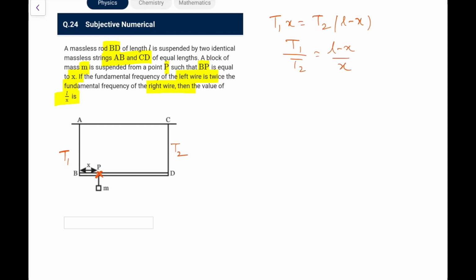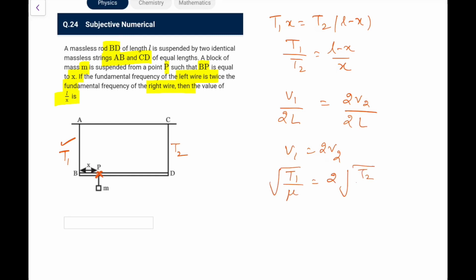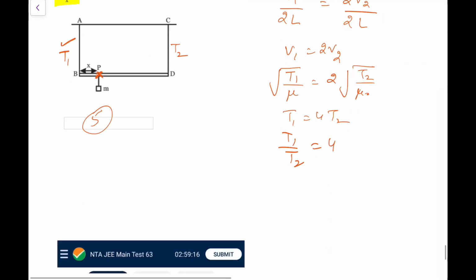Now the left wire's fundamental frequency, V1 upon 2L, equals twice the fundamental of the right, that is 2V2 by 2L. L is the same. So V1 is twice V2, and because the wires are the same, V is root T1 by mu, which equals 2 times root of T2 by mu. Mu is the same, so T1 comes out to be 4 times T2, so T1 by T2 is 4. Put it here: 4x is L minus x, so x comes out as L by 5. So the value of L by x is 5. Again, not that tough one.